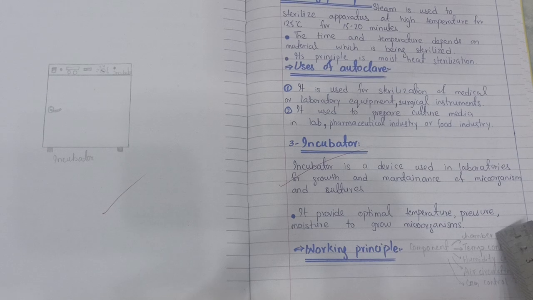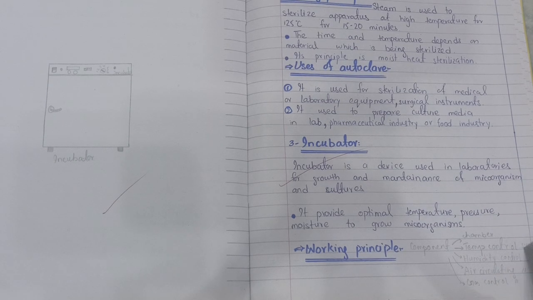Here the components are written: it consists of a chamber. It has a temperature controlling system, humidity controlling system, pressure controlling system, air circulating system, and gas circulating system. So these are the components of an incubator. Similarly, the components of the autoclave are the stainless steel chamber, a steam generator, the heating element which is heating the water, and the pressure and temperature controlling devices.